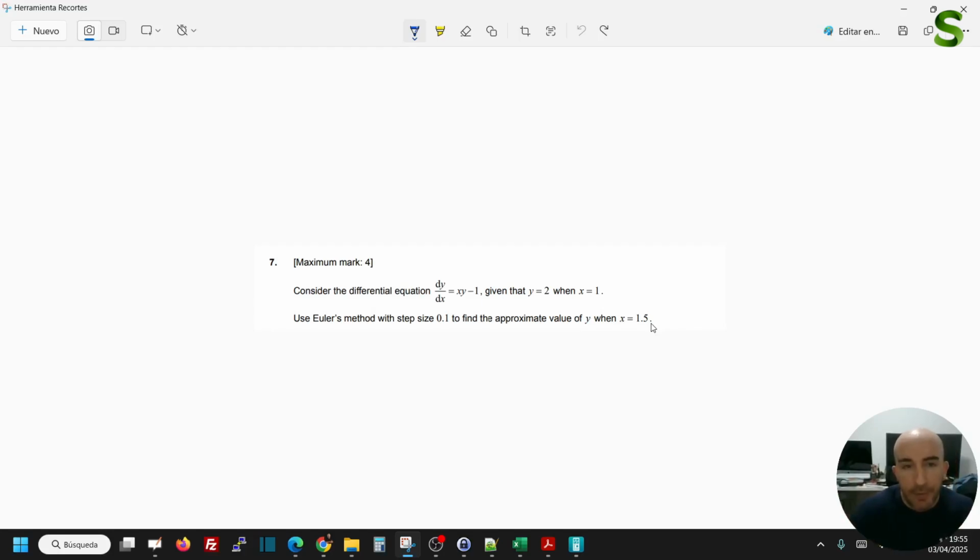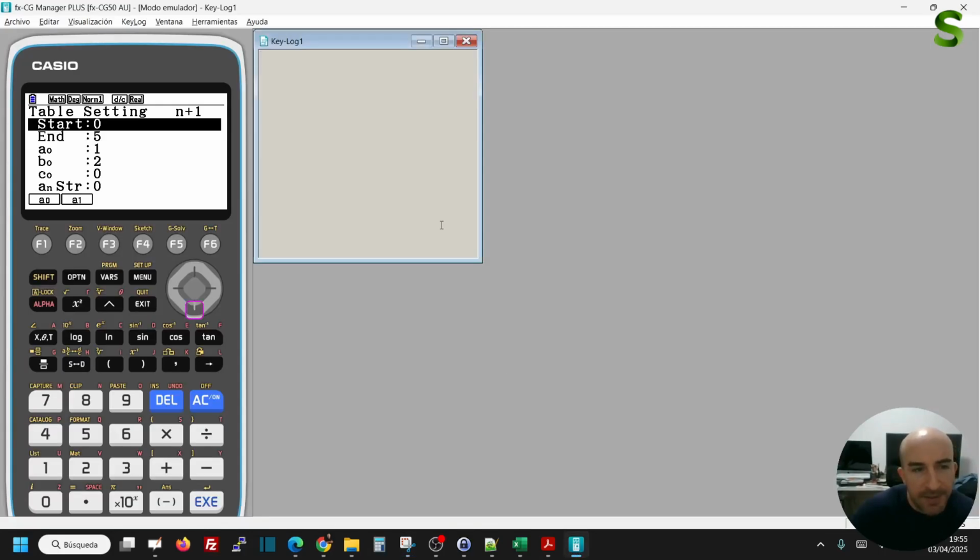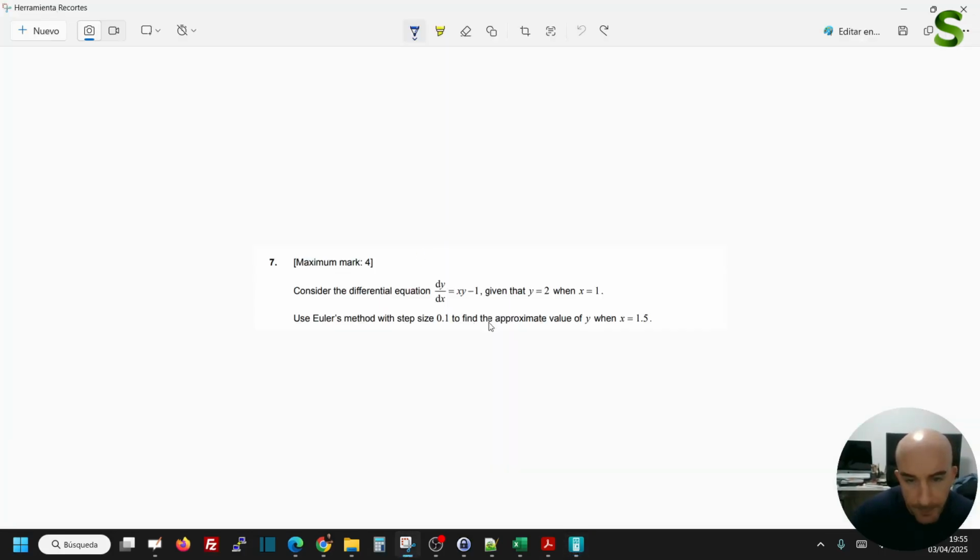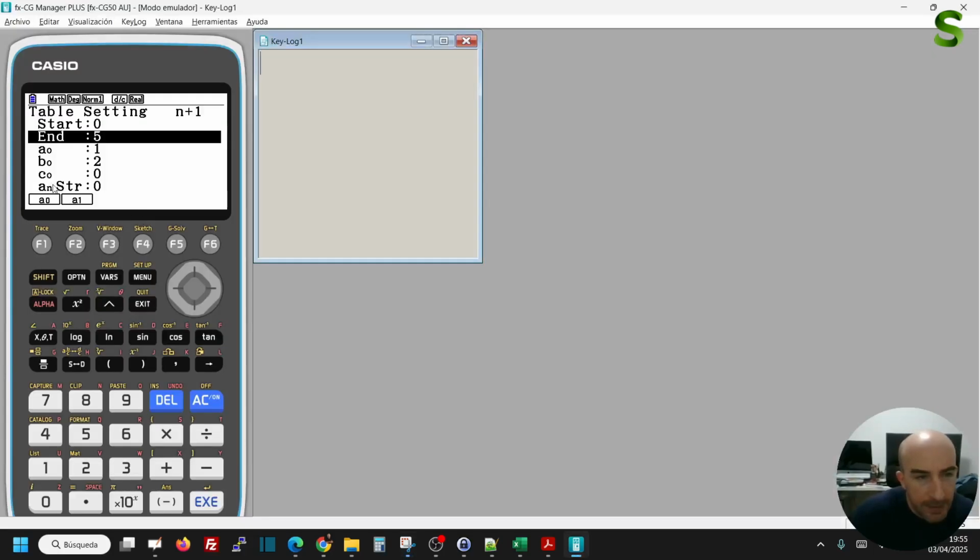There would be no issue if you just select more values. The calculator would just calculate more. So I'm going to start in 0 and then in 5. And then we've been given a starting point, x equals 1, y equals 2. So a0 is going to be 1, b0 is going to be 2. Okay? And I'll leave the rest as that.